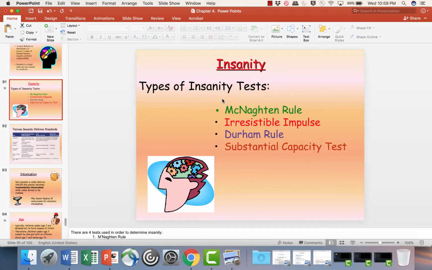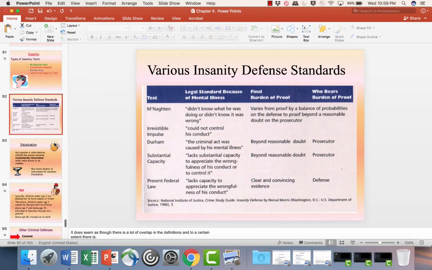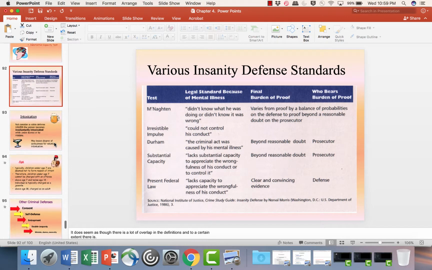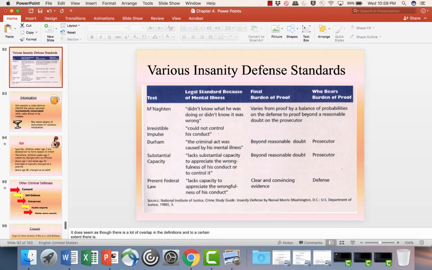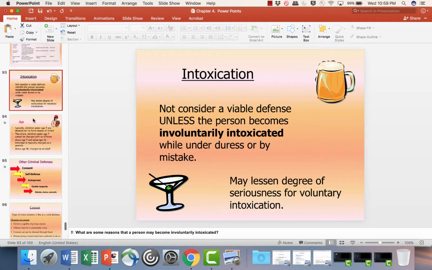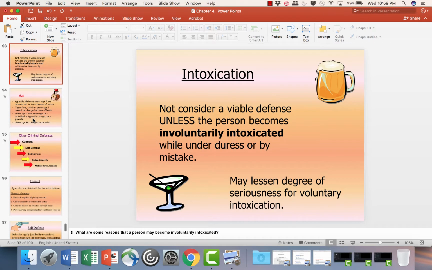Types of insanity defenses are the McNaughton rule, the irresistible impulse, the Durham, and the substantial capacity. You'll look in the book to determine where North Carolina stands as far as which of these legal defense standards it uses, to be able to say, oh, well, I didn't know because I was insane.